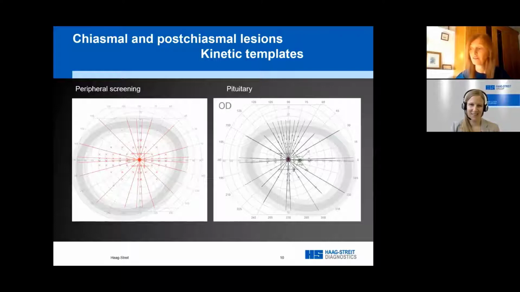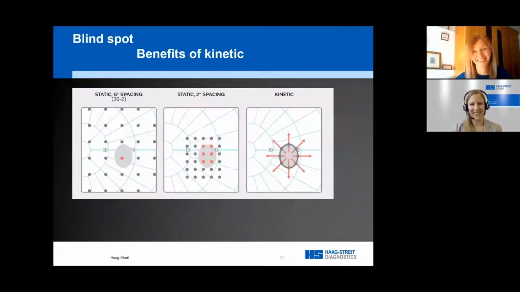Absolutely. And the whole point of doing research is you're trying to improve things for clinical practice, and you want to see these things implemented into routine clinical practice so that you also have the benefit there. And that's what research should do. It should inform evidence-based clinical practice. Very well said. So let's move on to the next area of kinetic testing, that's blind spot testing.